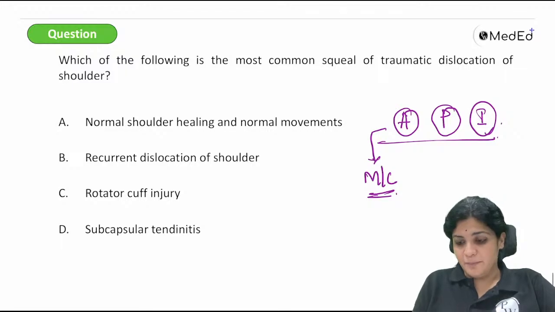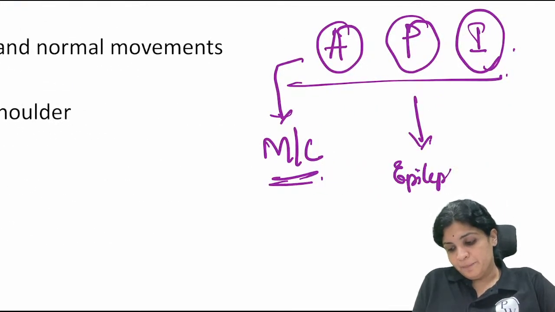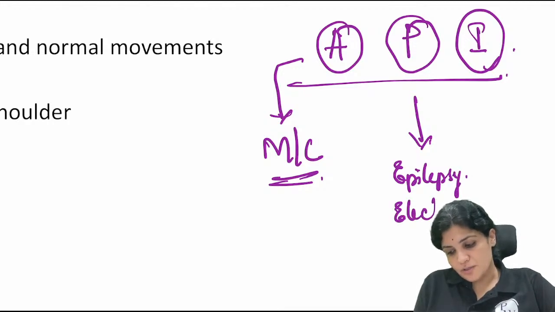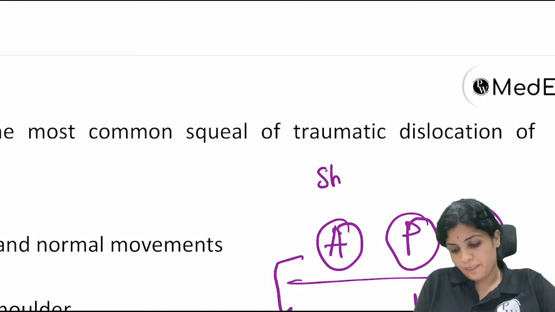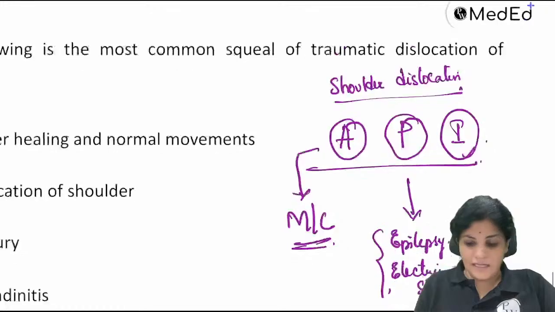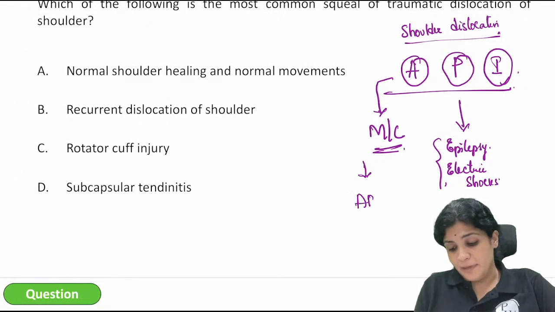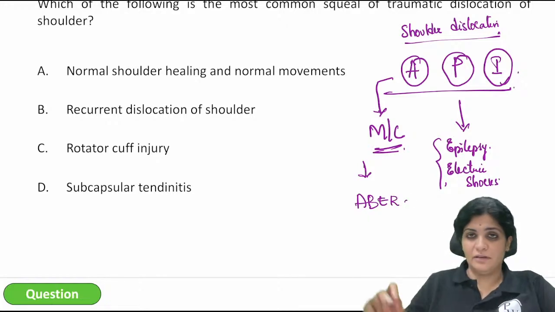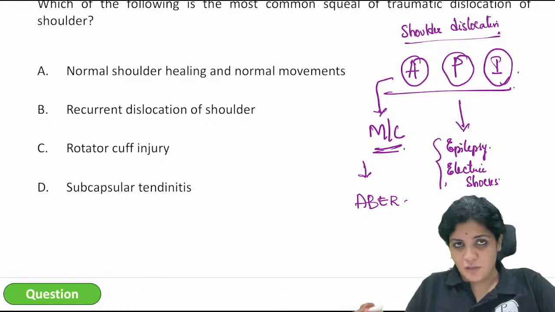dislocation. Right? And the posterior dislocation is usually seen in case of epilepsy and electric shocks. So these two are classical conditions where we see posterior dislocation of the shoulder. Okay, classical dislocation we see in epilepsy and electric shock. So for anterior dislocation there will be abduction and external rotation. So that is the mechanism of injury.